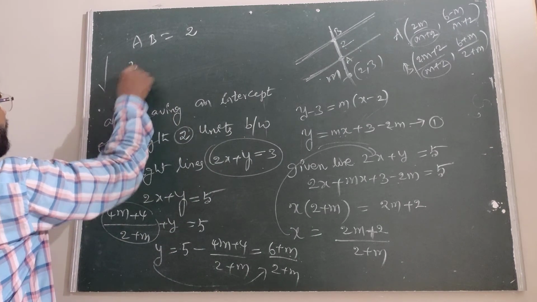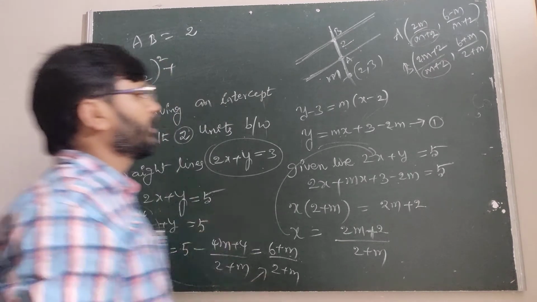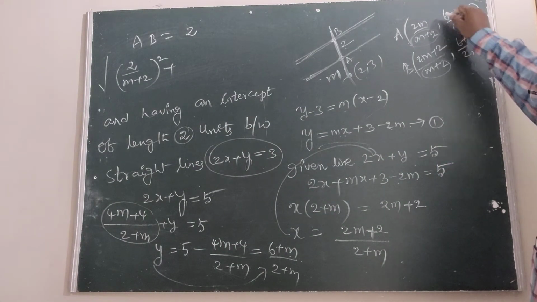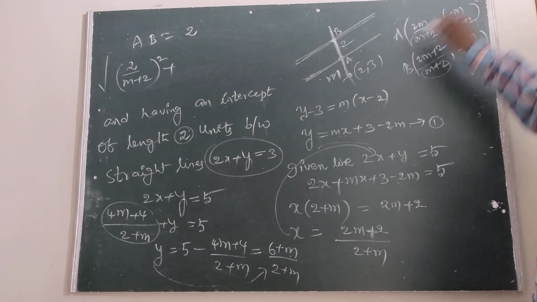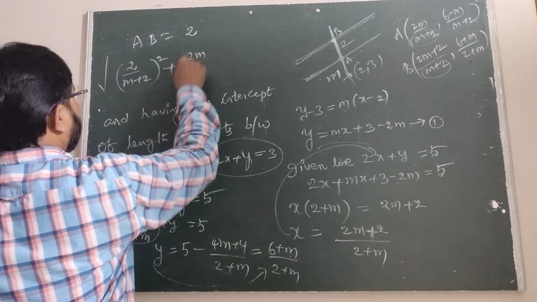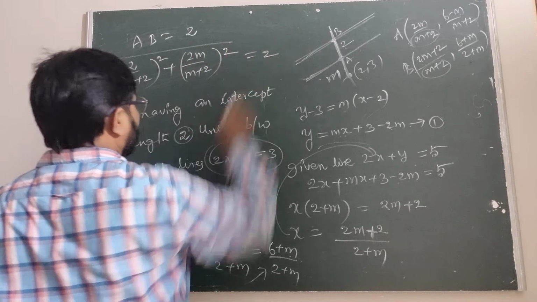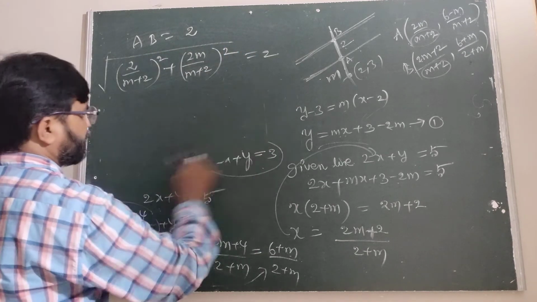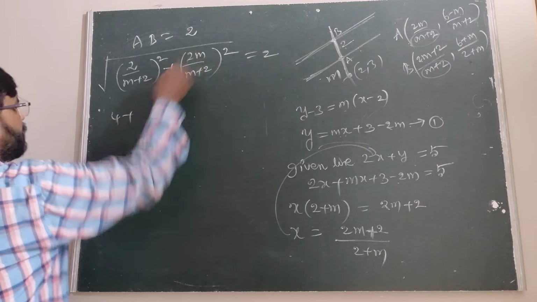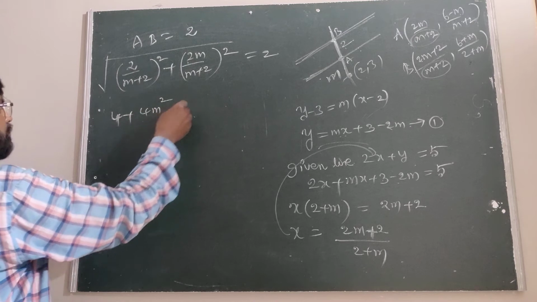Therefore 2 by (m plus 2) whole square. Now in the second one, y2 minus y1 whole square: 6 minus 6 is 0, and m plus m is 2m. Therefore 2m by (m plus 2) whole square equals 2. Now we square on both sides, then it will be 4. Now this is 4m square. Is it clear? This is the 4, this is the 4m square.